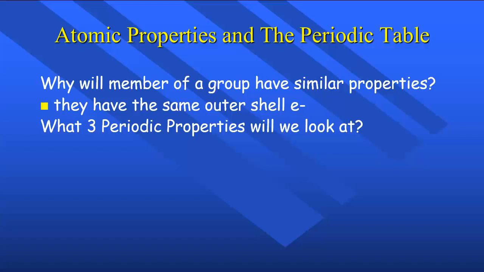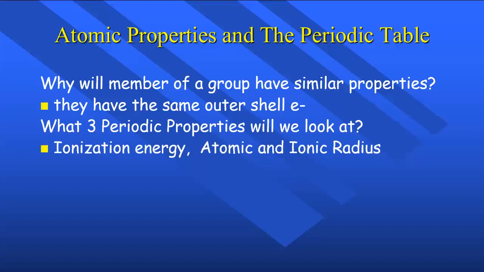Periodicity has to do with a repeating pattern. That's why we call it the periodic table. The pattern repeats itself. Periodicals are magazines that come out in a pattern. They come out once a week, or once a month, or once every 6 months, or once every year. The three periodic properties we're going to look at are ionization energy and atomic and ionic radius. Today, we're going to focus on atomic radius.